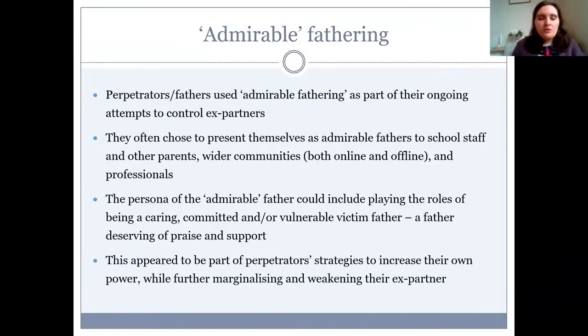We also found that some perpetrators used something that we called admirable fathering as part of their ongoing attempts to control ex-partners. And this involved presenting themselves as admirable fathers to school staff, to other parents, to wider communities, both online and offline, and to professionals. And the persona of the admirable father could include playing the roles of being a caring and committed father or a vulnerable victim father, but in one way or another, a father deserving of praise and support. And this appeared to be part of perpetrator strategies to increase their own power while further marginalizing and weakening their ex-partner, who was then seen as bad in comparison.